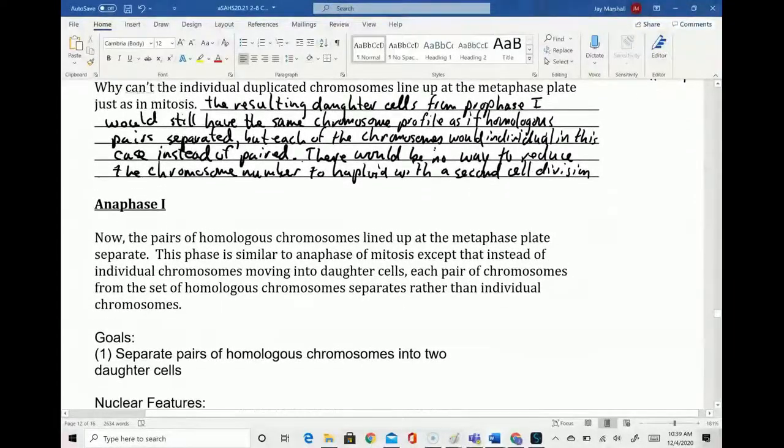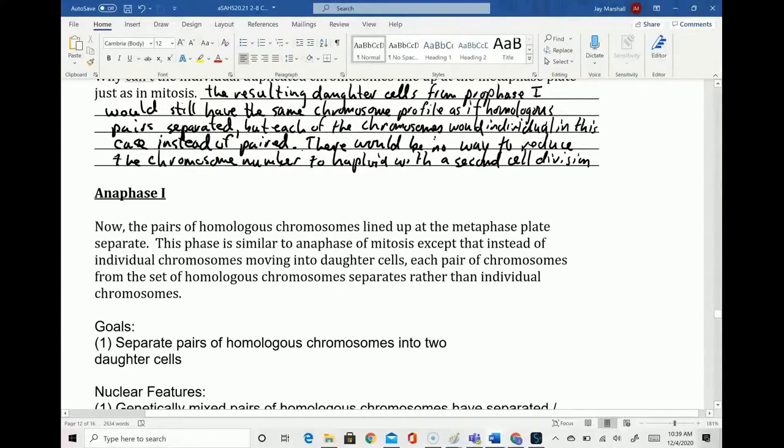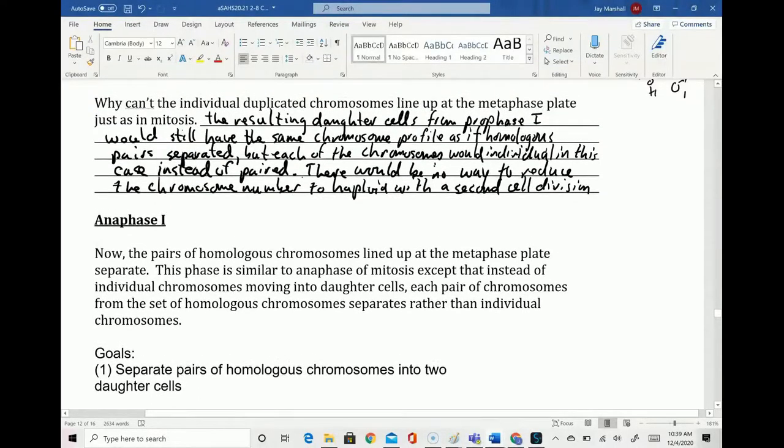So what I said, why can't the individual duplicated chromosomes, sorry about that, line up at the metaphase plate just as in mitosis? And so what I said, the resulting daughter cells from prophase 1 would still have the same chromosome profile as if homologous pairs separated, but each of the chromosomes would be individual in this case instead of paired. There would be no way to reduce the chromosome number to haploid with a second cell division.